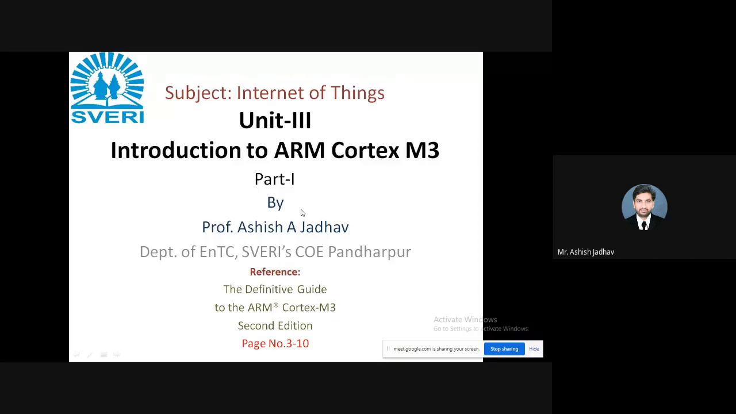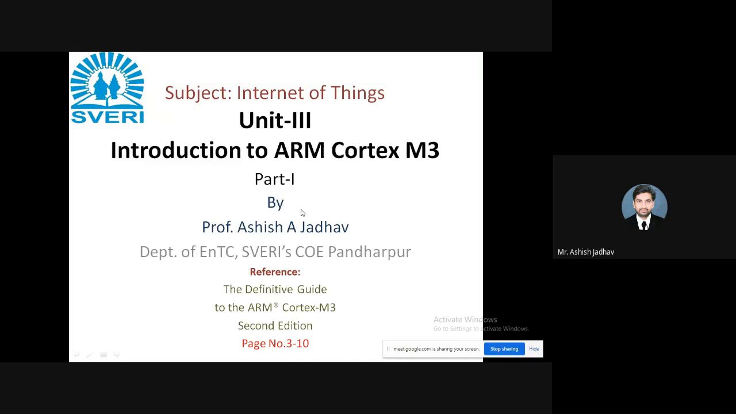So the rest of the things would remain the same for any device that you are going to use in any application. If you are using, let's say, Raspberry Pi, BeagleBone, Intel Galileo, Edison, NodeMCU, or Arduino, all those things would be in the third unit. So this is a device-specific unit, and here we are learning Cortex M3.